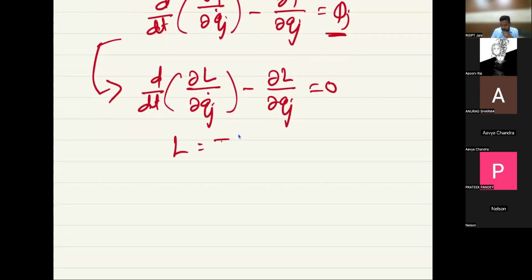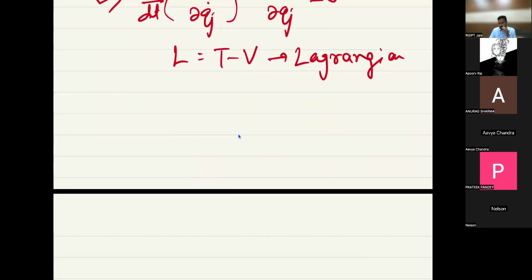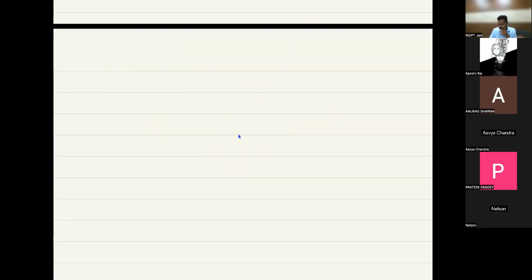Here L is basically T minus V. This is called the Lagrangian. And we solved one problem of the simple harmonic oscillator, to see how this Lagrangian framework works. So today we will continue. We'll solve some more problems on the Lagrangian. One of the problems we want to solve is the simple pendulum using this method.